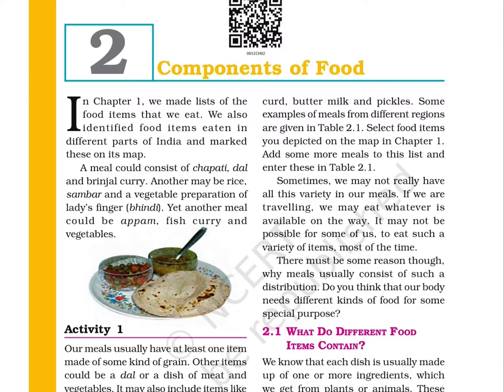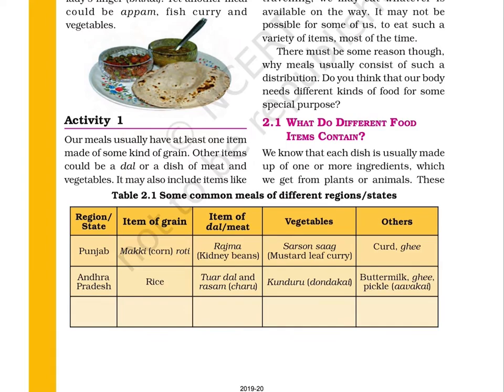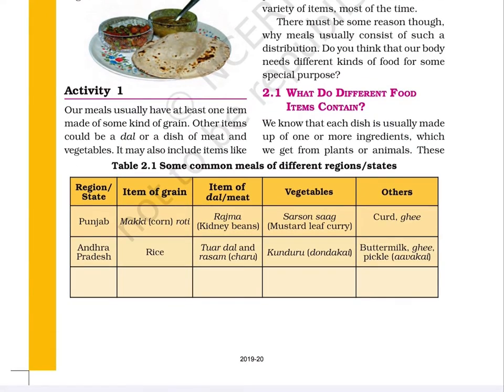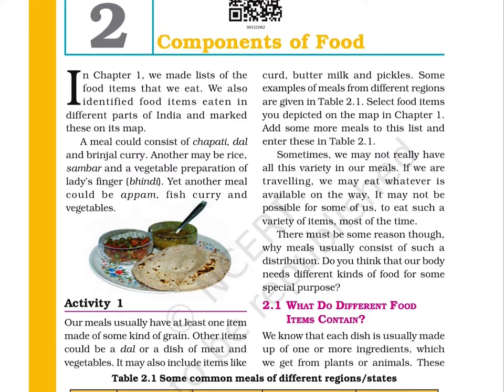Activity 1. Our meals usually have at least one item made of some kind of grain. Other items could be a dal or a dish of meat and vegetables. It may also include items like curd, buttermilk and pickles. Some examples of meals from different regions are given in Table 2.1. Select food items you depicted on the map in Chapter 1. Add some more meals to this list and enter these in Table 2.1.